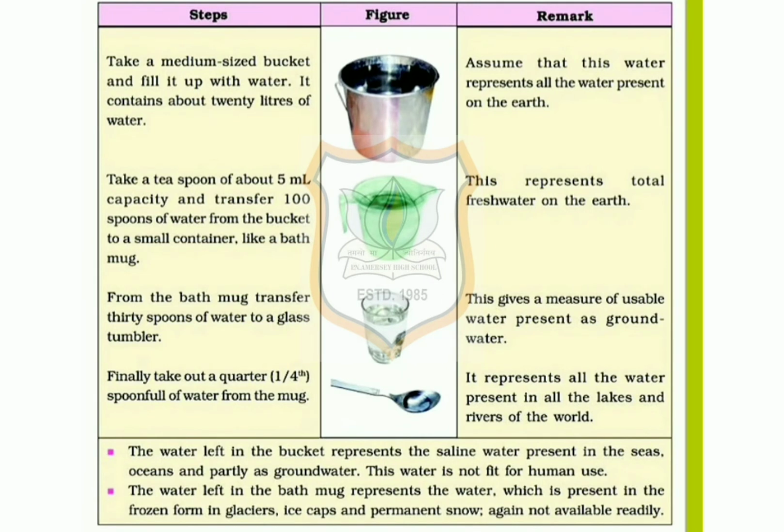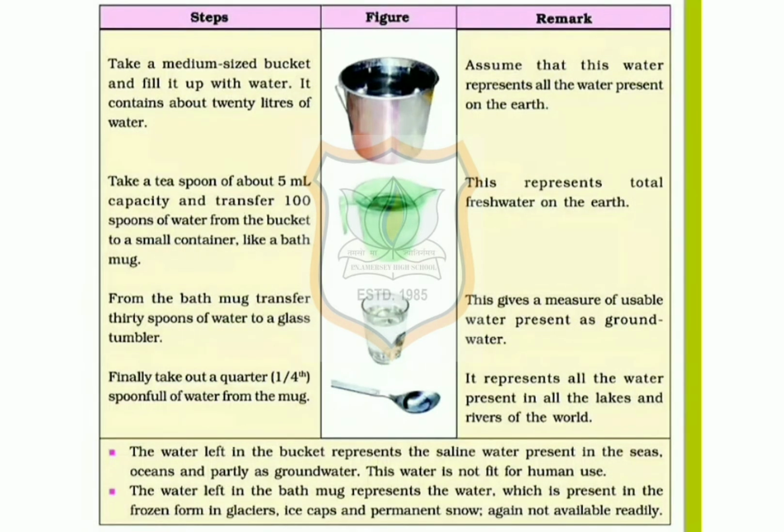Students, you can perform this activity to estimate the relative amount of fresh water available for human consumption. In this activity, you will take a medium-sized bucket and fill it up with water. It contains about 20 liters of water. Assume that this water represents all the water present on the earth. Now take a teaspoon of about 5 milliliter capacity and transfer 100 spoons of water from the bucket to a small container like a bath mug. This represents total fresh water on the earth.